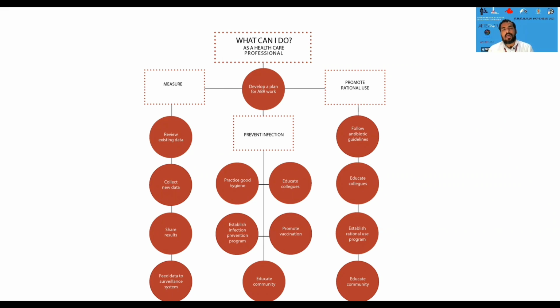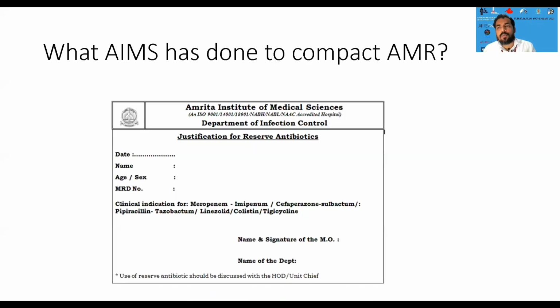The second thing is to prevent infection through infection control practices, which include not only good clinical practices, but also educational activities. Third is to promote rational use of antibiotics. For using antibiotics rationally, we need to have antibiotic guidelines and antibiograms. So what can I do? Of course, we talked about the metrics.